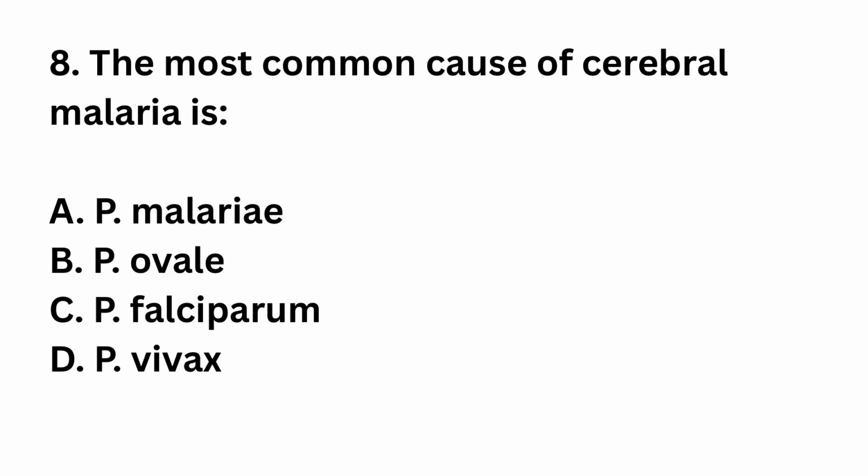Question number 8. The most common cause of cerebral malaria is Plasmodium malariae, Plasmodium ovale, Plasmodium falciparum, Plasmodium vivax. The right answer is option C, Plasmodium falciparum. Falciparum infects red blood cells of all ages, leading to high parasitemia. This can cause severe neurologic complications.